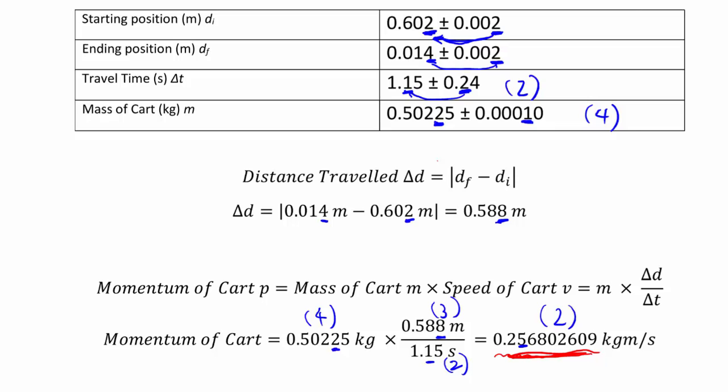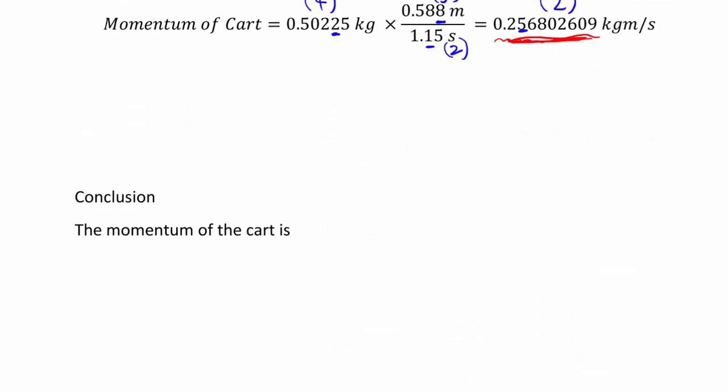So now it becomes very clear what you should do in your conclusion. In your conclusion then, the momentum of the cart is, we have to round off to the correct digits, and I get to keep 2, 0.25, but then it's a 6 underneath, so I'll round it up to 0.26 units.